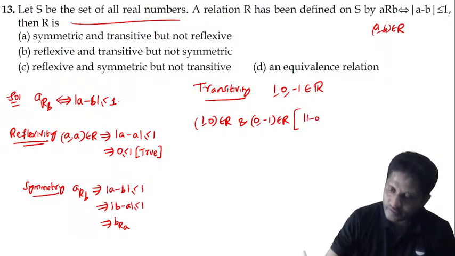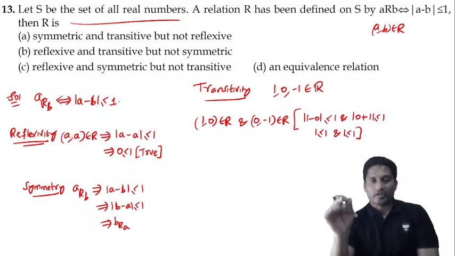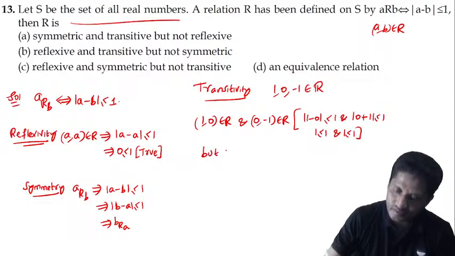Modulus of 1 minus 0 should be less than or equal to 1, and modulus of 0 minus of minus 1 is plus 1, less than or equal to 1. Again 1 is less than or equal to 1, which is true. Right, so A comma B belongs to R and B comma C belongs to R, but A comma C does not belong to R. What's the reason?